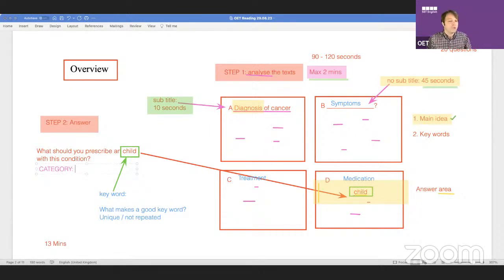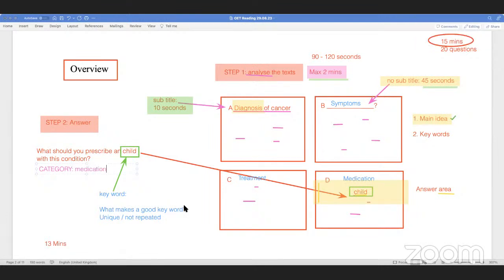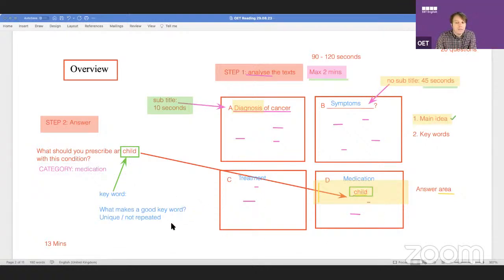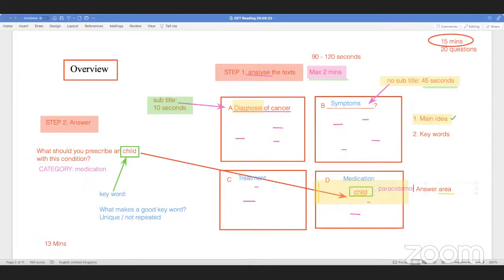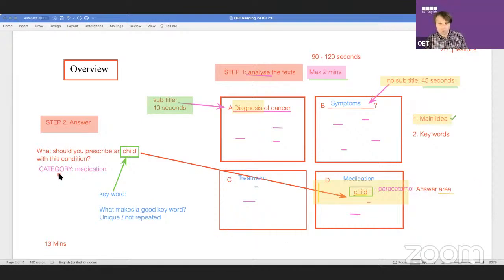If you want to know what the answer is, you need to think about the category. You should prescribe a child with this condition. What's the category, guys? Medication. So when I find child here, I'm looking for an example of a medication. Does that make sense? If you think about the category of information that you want, it is very, very useful. And I'll talk more about that tomorrow, because I'll give you another reason why this is very good.